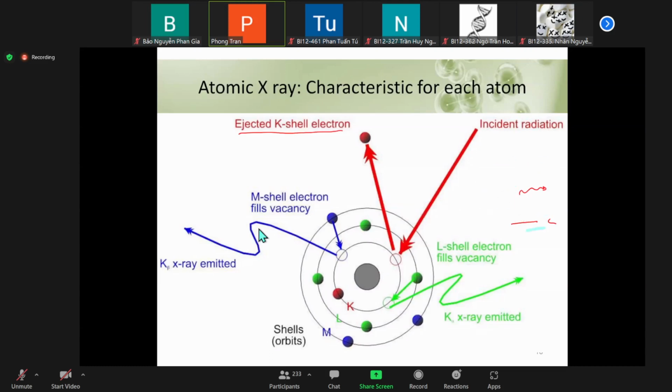It also means that by measuring the emitted X-ray, you cannot confuse two atoms.